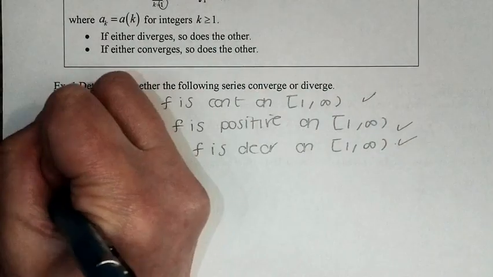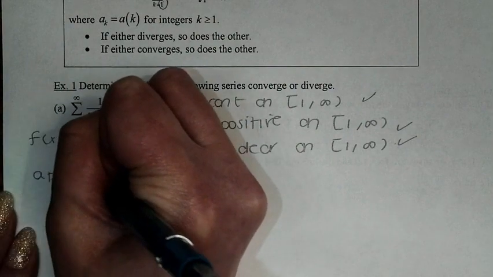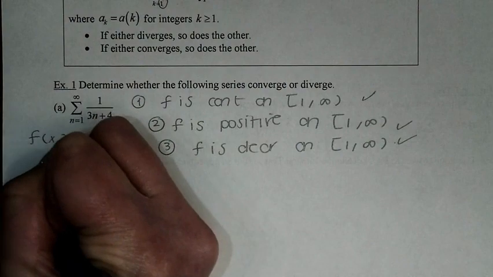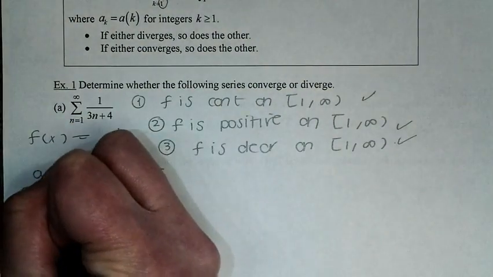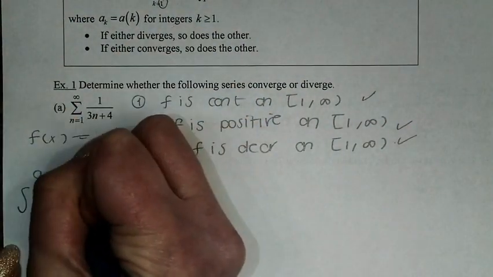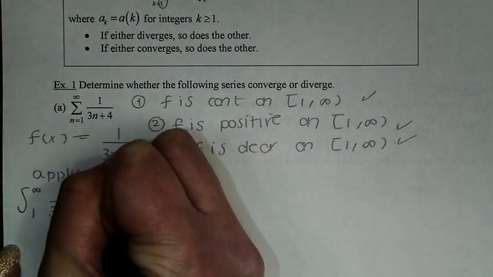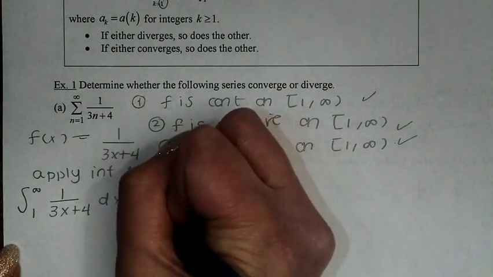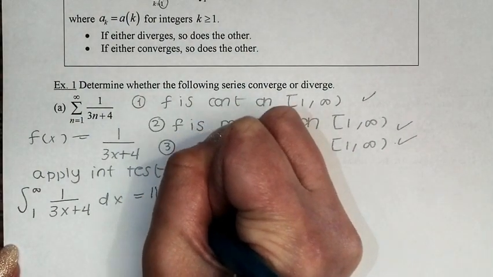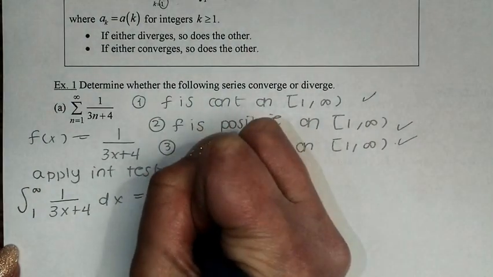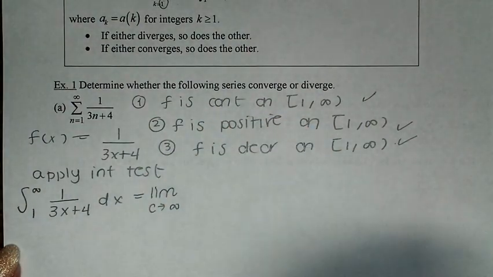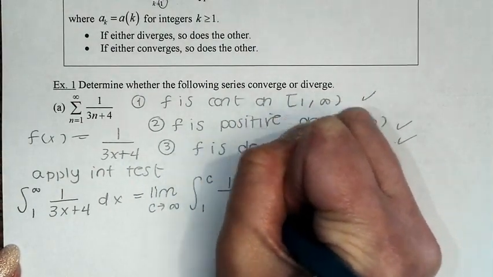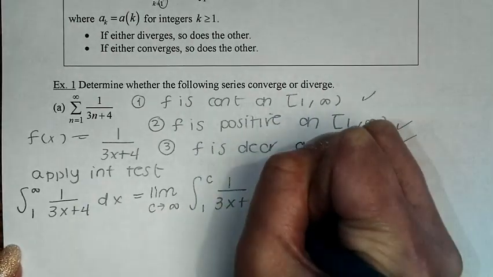Okay, so apply the integral test. So what is the integral test? You are going to have an integral from 1 to infinity of 1 over 3x plus 4 dx. So here the first thing that you need to have is good notation. For the good notation, you know that we need to change that infinity to a limit because you have an improper integral. So let's call it c approaching infinity. So you have the integral from 1 to c of 1 over 3x plus 4 dx.